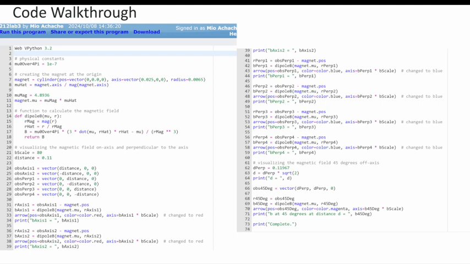A walkthrough of the code. We have our constants here. This function created the magnet at the origin. This function calculated the magnetic field. This allowed us to visualize the magnetic field on axis and perpendicular to the axis.